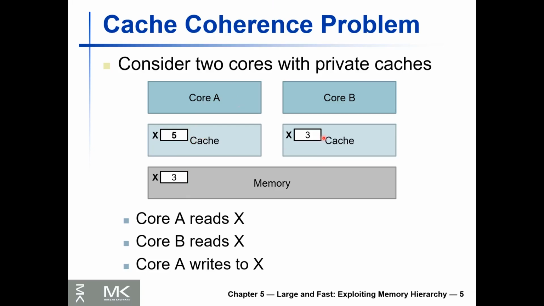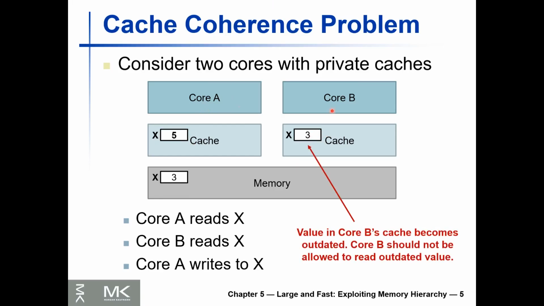But what happens to the value that's in core B's cache? Somebody's saying it remains 3. Should it remain 3? Is it correct for it to remain 3? It shouldn't remain 3. When core A writes to a value that's in somebody else's cache, we can't have core B keep the value 3, because when core B reads this value, it shouldn't see 3. It should see 5. And if this happens, which hopefully it doesn't, we say that the caches are incoherent.